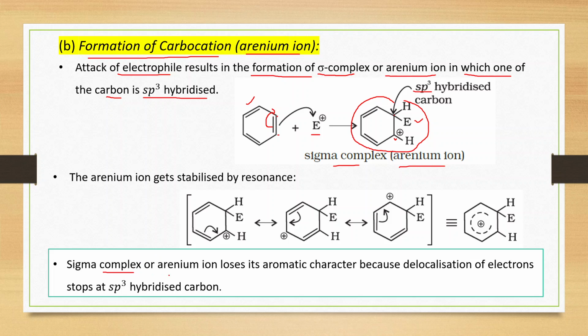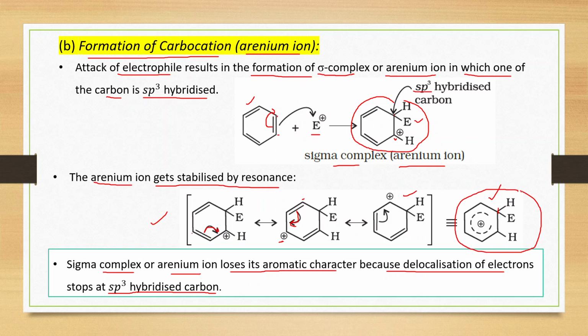Now in sigma complex or arenium ion, it loses its aromatic character because delocalization of electrons stops at the sp3 hybridized carbon, and this arenium ion gets stabilized by resonance. See, this is the resonance in arenium ion. From here the pi electrons will shift here, so the positive charge will come on this carbon, this one, and then from here the pi electrons will shift here, so the positive charge will come on this carbon, like this. So this is the resonance hybrid. In this you can see that on this carbon the pi electrons are not delocalized because this is sp3 hybridized. So this arenium ion does not contain aromatic character. Clear?